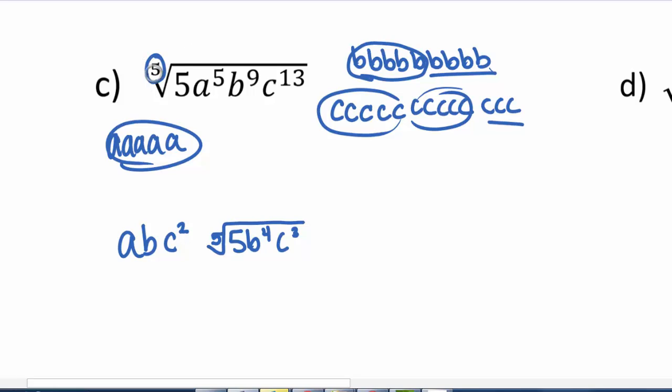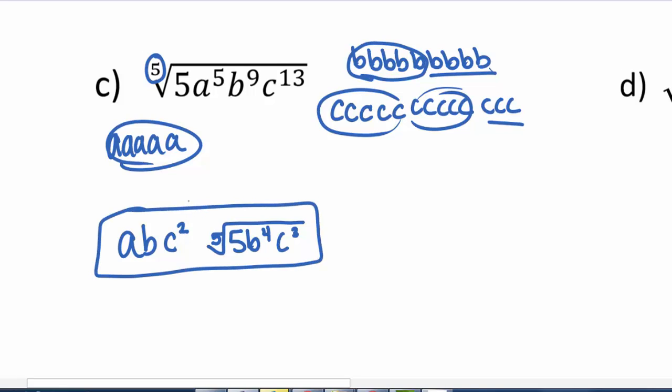Okay, but you can also think about it. 5 goes into 13 evenly twice with a remainder of 3. Okay, so abc squared times the 5th root of 5b to the 4th, c to the third.